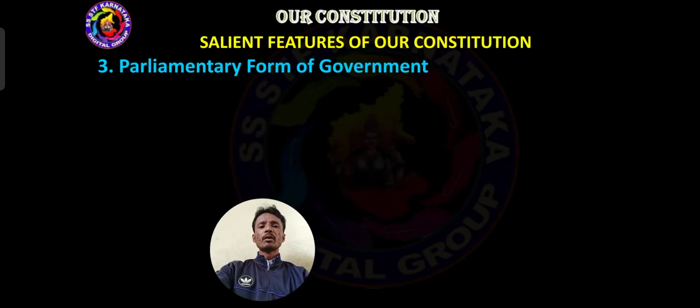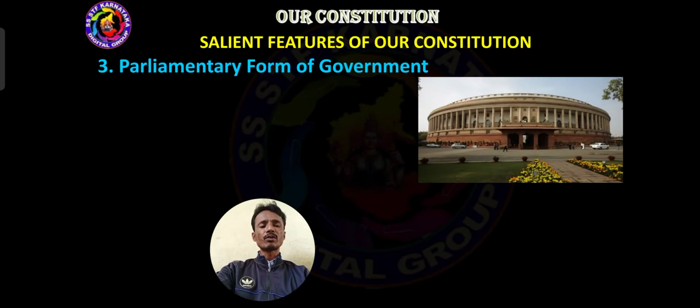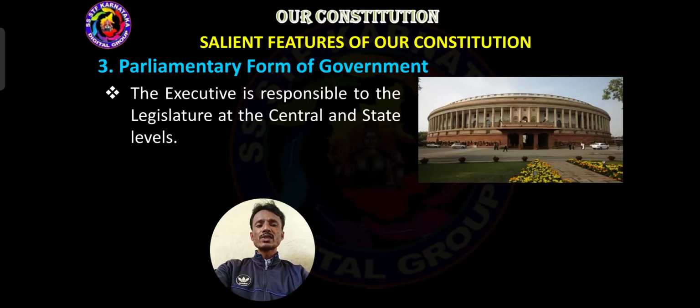And third one, parliamentary form of government. Look at here, parliament. It consists of Lok Sabha and Rajya Sabha, and the executive is responsible to the legislature at the central and state level. Executive administration department, central level administration carried by Prime Minister, state level administration carried by Chief Minister. So that is a parliamentary form of government. Third important characteristic. Got it? The executive is responsible to the legislature. Legislature means parliament.